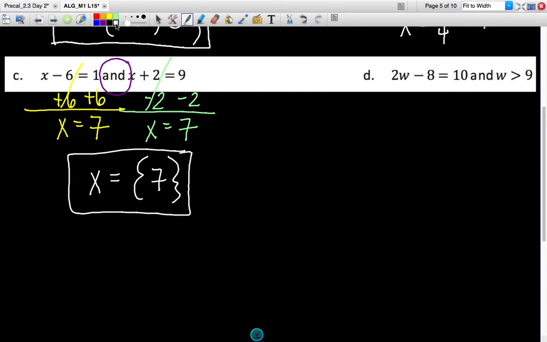Part D. 2w minus 8 equals 10. We're first going to add the 8 to both sides to work bit by bit at isolating our variable. So we're left with 2w equals 18. To isolate the variable, we would divide by 2. w equals 9.